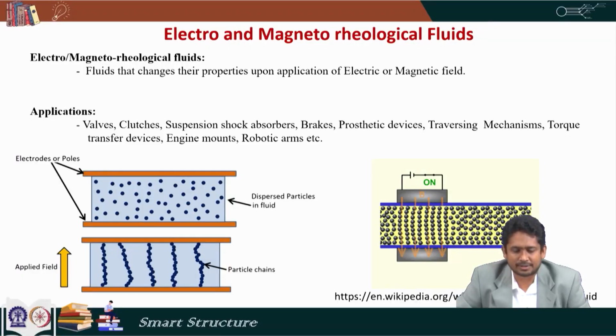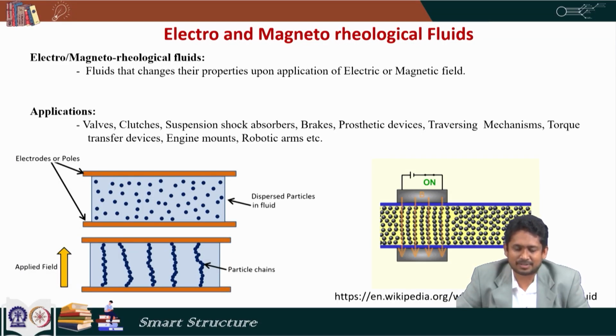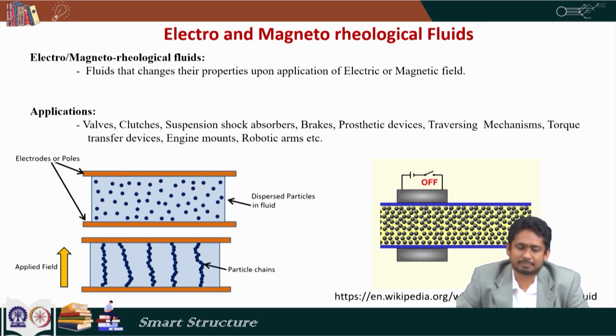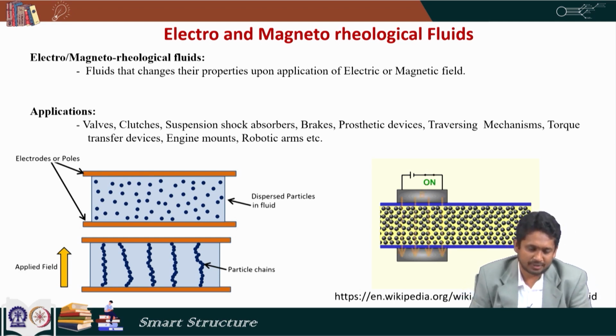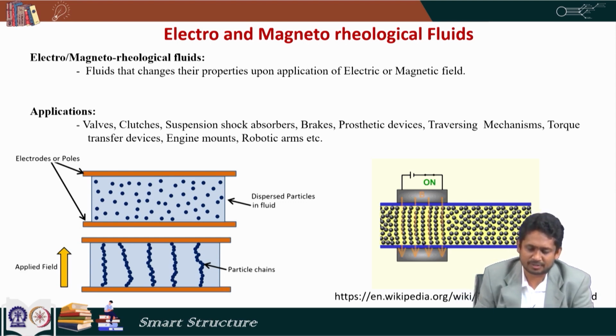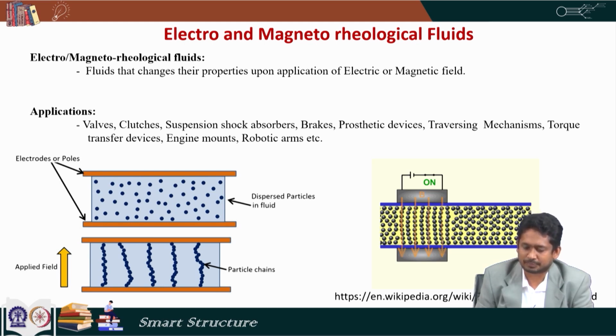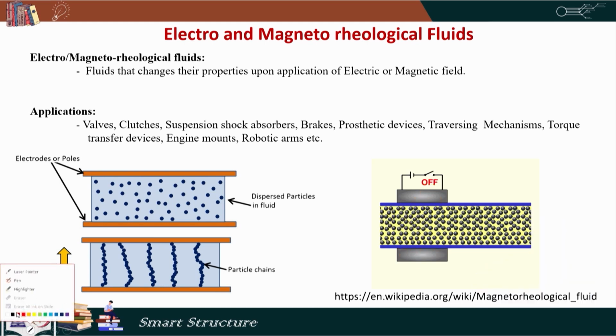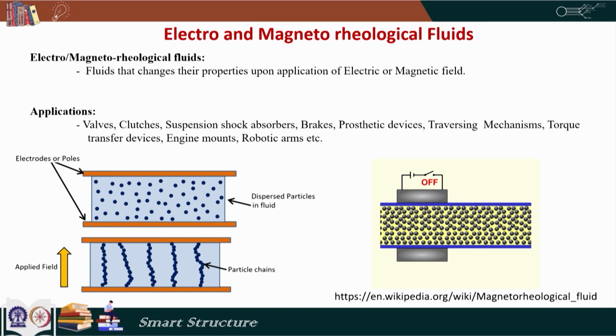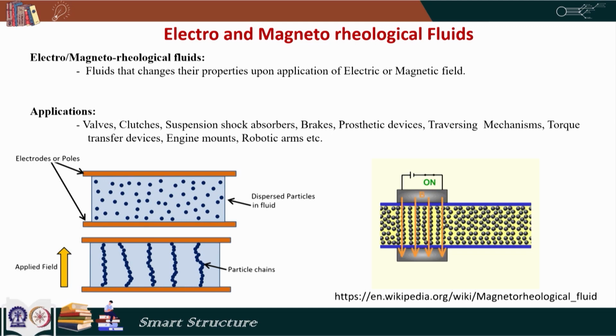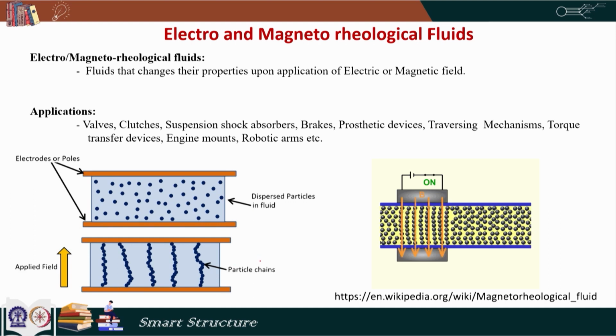Today we are going to discuss another type of smart material, and that's called electro and magneto rheological fluids. Now these fluids are special fluids which show some property change under an electrical or magnetic field. So when it shows property change under an electric field, it is an electro rheological fluid, and when it is under a magnetic field, it is a magneto rheological fluid.